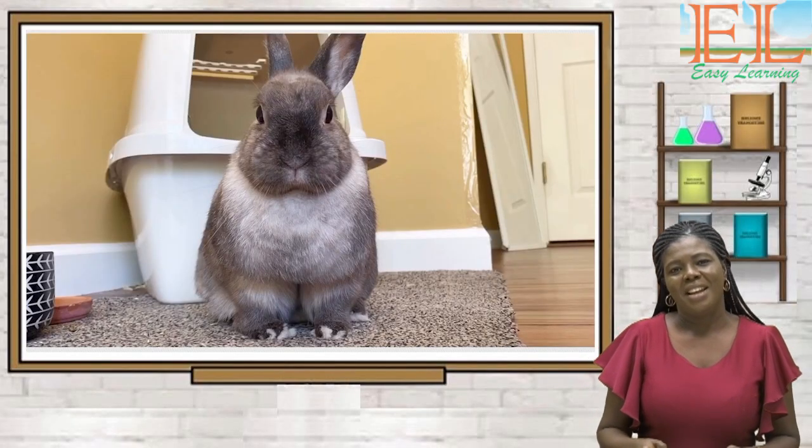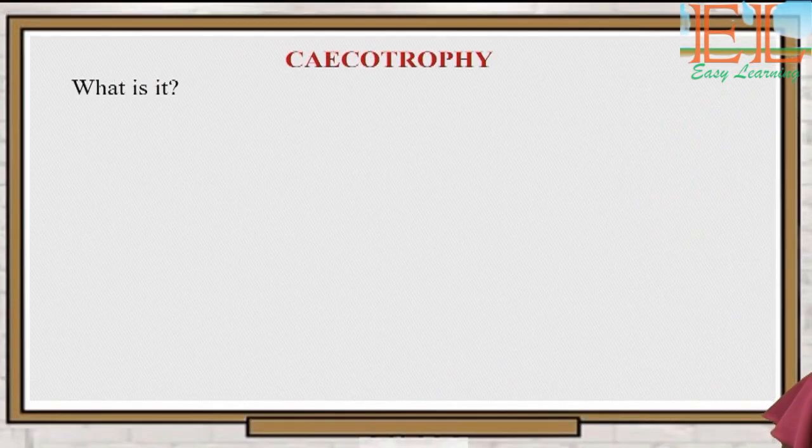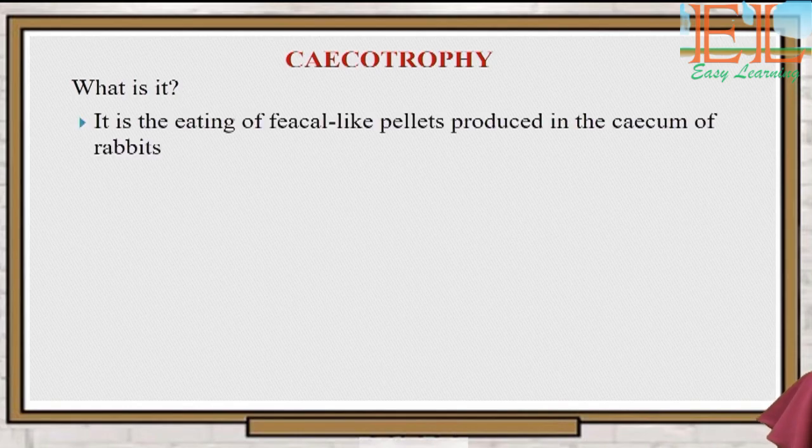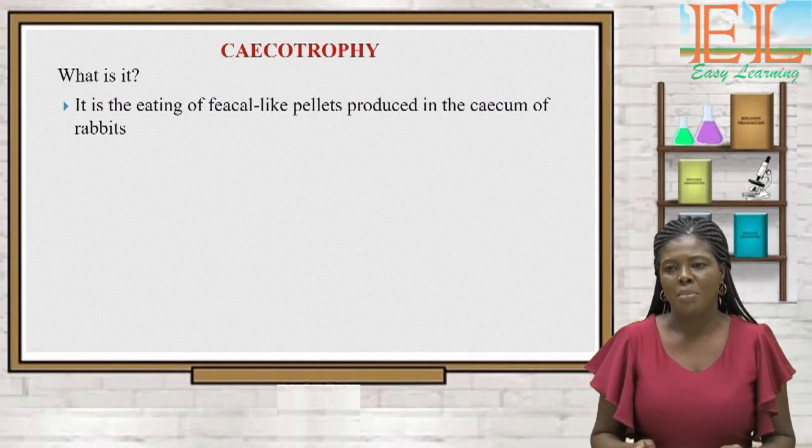Welcome back. You saw how the rabbit was enjoying its feed. Now, this brings us to our next topic, psychotrophy. What is it? Psychotrophy. It is the eating of the fecal-like pellets produced in the cecum of rabbits.